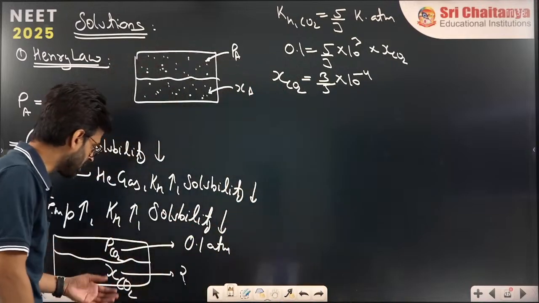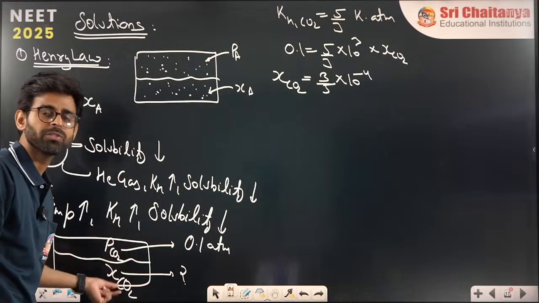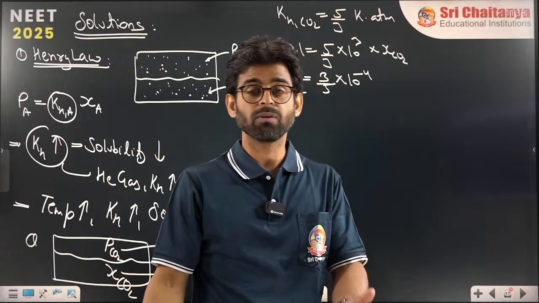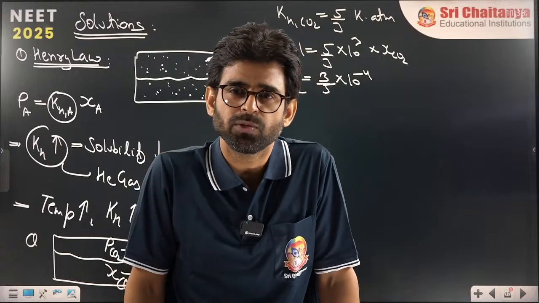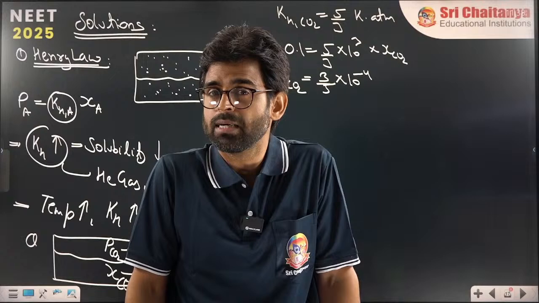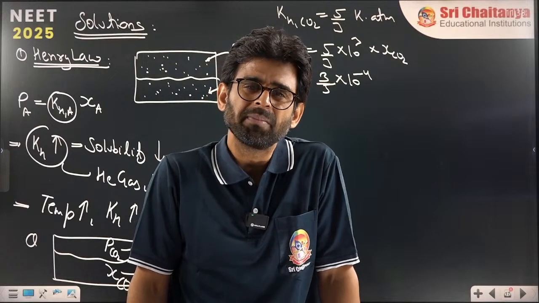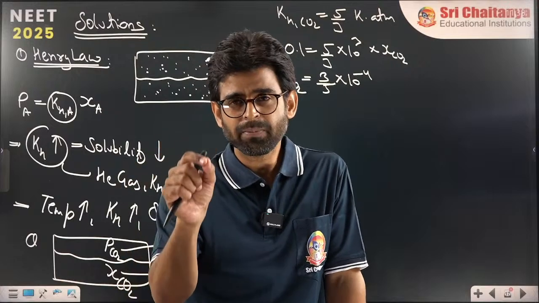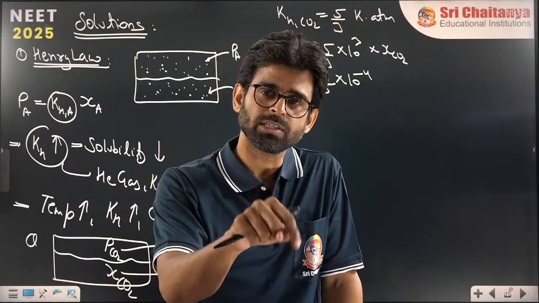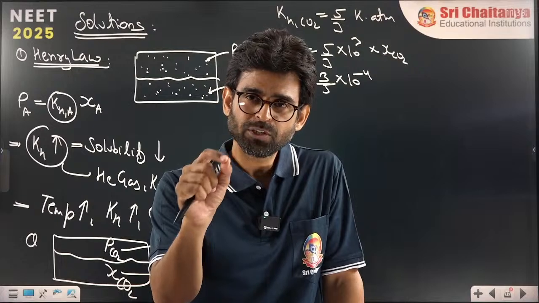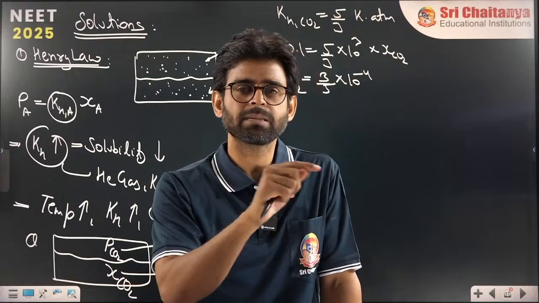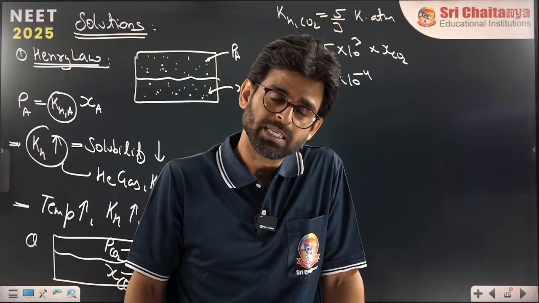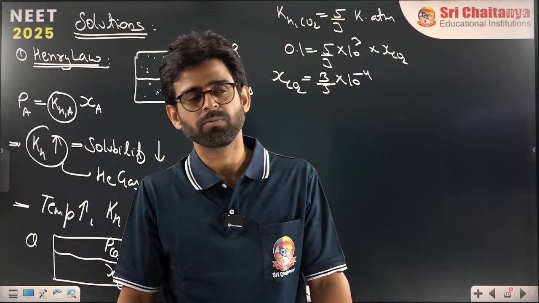I will not take the total pressure. I will take the partial pressure of CO2. If I am checking the solubility of CO2, then I will take the partial pressure of CO2. I will not take the total pressure. Maybe many gases are present here. Only the partial pressure of CO2 will decide the solubility of CO2. The partial pressure of O2 will decide the solubility of O2. Helium's pressure will decide the solubility of helium. Okay, so be careful about it.